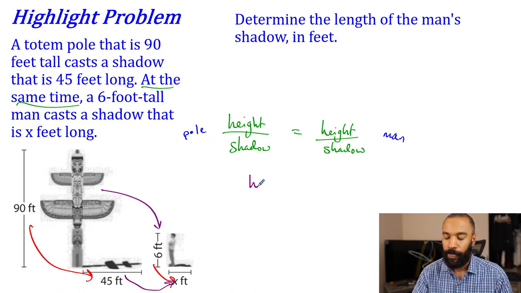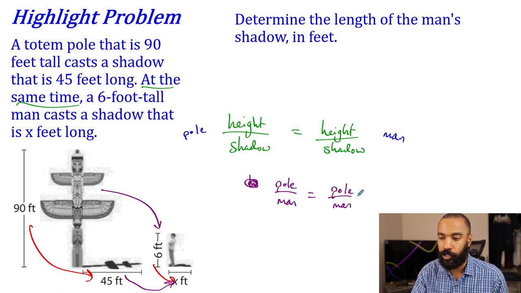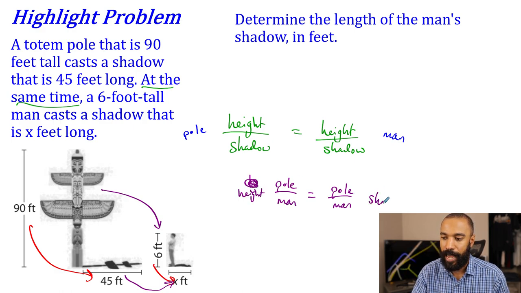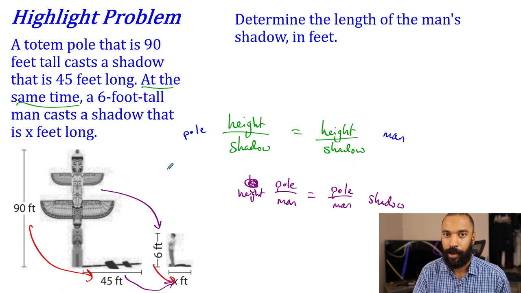So we can do, let's see how I want to say this. We can do pole to man and pole to man, or you can do man to pole. You can do either way as long as you do both directions. And this one is height, and this one is shadow length. So as long as things correspond, you can set up a proper proportion that way.